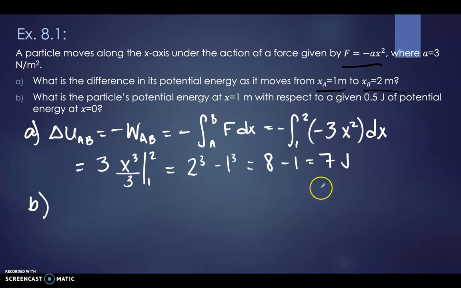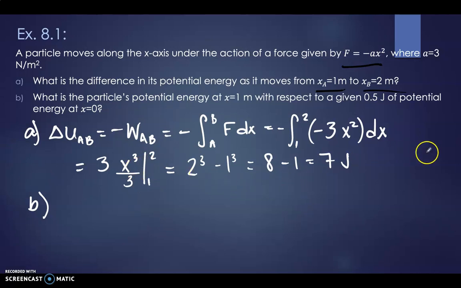But we have our difference in potential energy, 7 J, and we have now part B that states: what is the particle's potential energy at x equals 1 meter, with respect to a given 0.5 joules of potential energy at x equals 0? Okay, so what we'll need to do is find an equation that describes this motion.